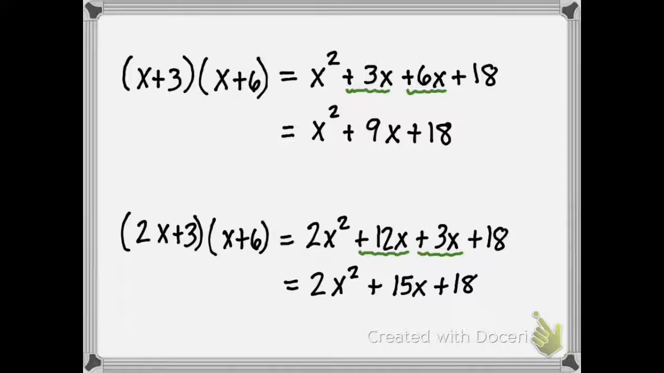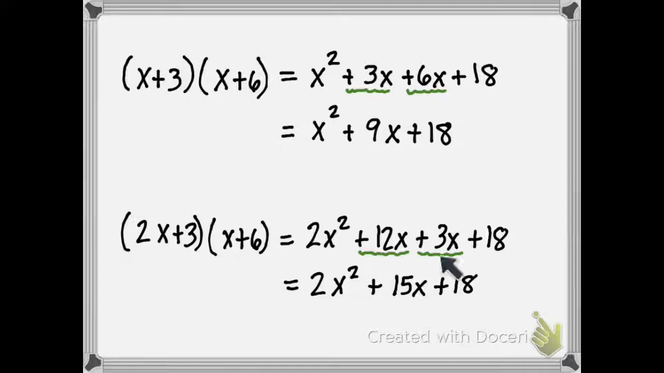Now, when the leading coefficient is not 1, that's not going to happen. That last part where those numbers also add together to be the coefficient of the x. And you can see here in this example where I've got 2x plus 3 times x plus 6, right? We multiply first terms together. 2x times x is 2x squared. Outside, 2x times 6 is positive 12x. Inside, positive 3 times x is positive 3x. And last, 3 times 6 is 18.